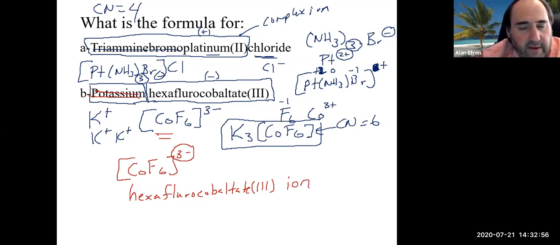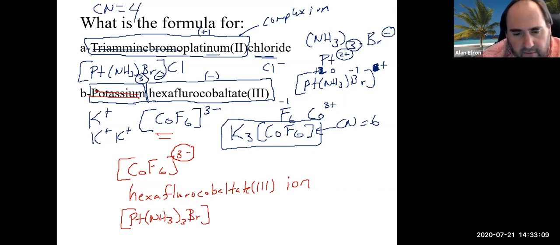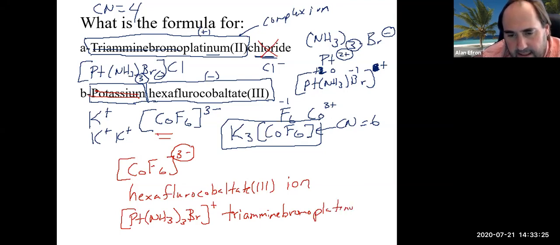If you had to name just the ion part, same thing if we took the first one, which was [Pt(NH3)3Br] with an overall +1 charge. We would just leave off the counter ion, and this would be called the triamminebromoplatinum(II) ion. So if you have just the complex ion part and you need to name it, you do it the exact same way.